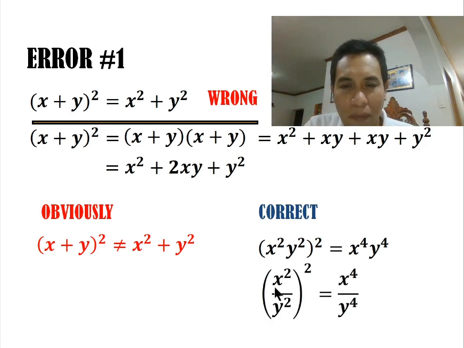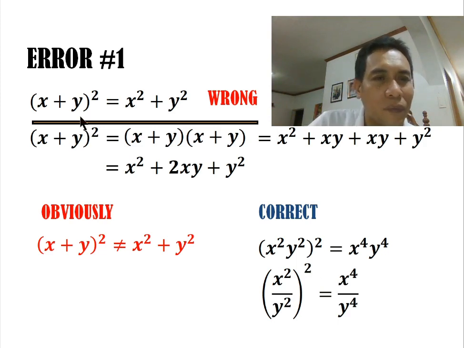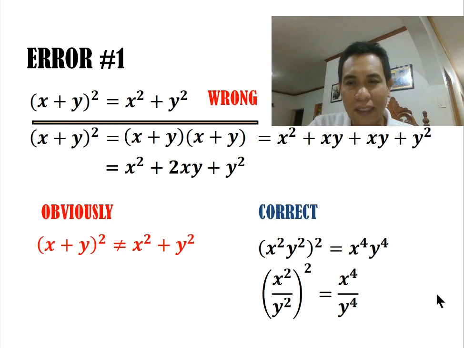Another example, quantity x squared over y squared, quantity squared. So this x squared, you multiply the exponents, x to the fourth, over y squared, that's y to the fourth. Okay, unlike in our error number 1, our base is composed of two terms, the x and the y, separated by plus or minus, and our exponent is 2. So, application of the power rule is not allowed. Okay? So, I think that's correct.